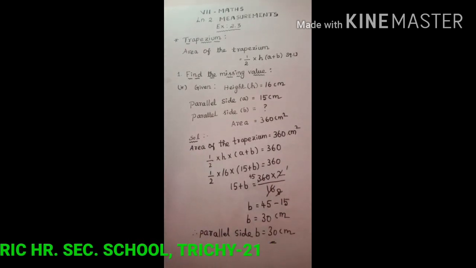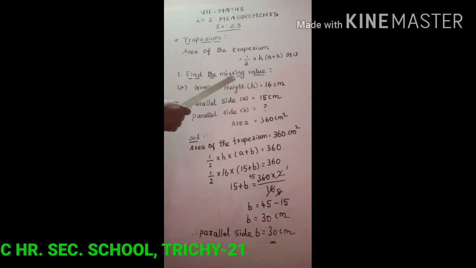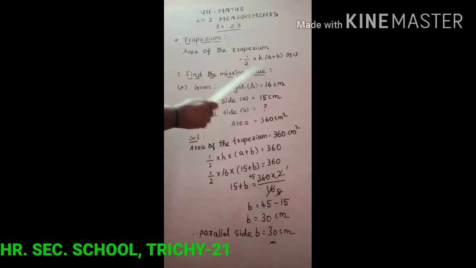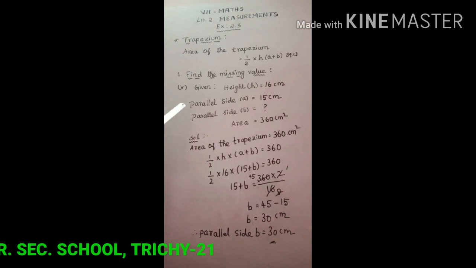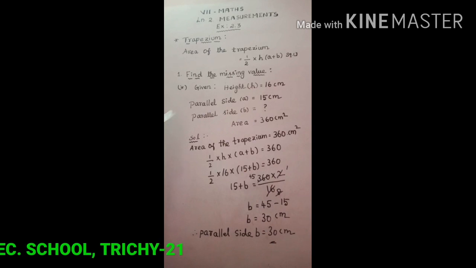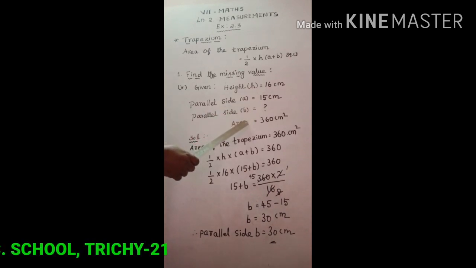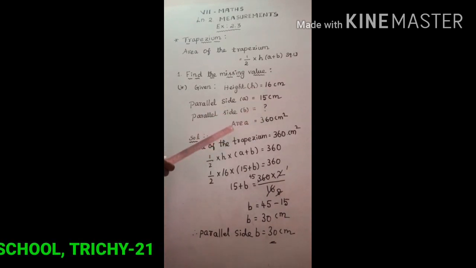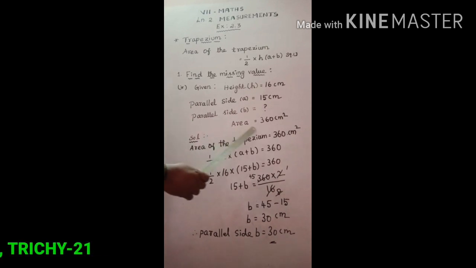The fourth one: given height is equal to 16 centimeter, then parallel side A is equal to 15 centimeter, then area of the trapezium is given as 360 centimeter square. So we find the other parallel side B. Already we know area of the trapezium is equal to 360 centimeter square.